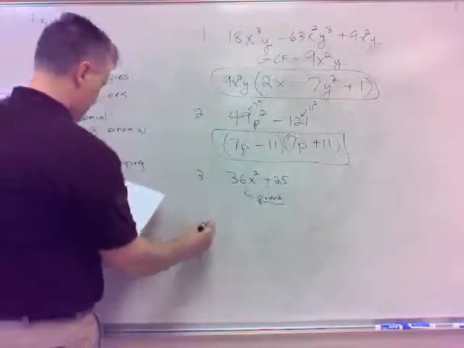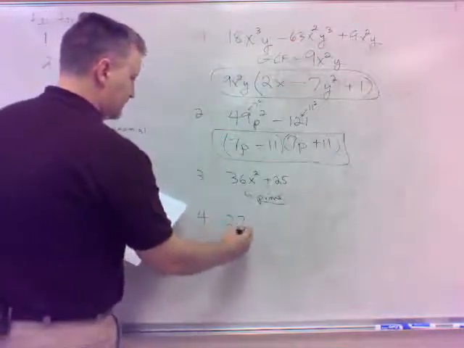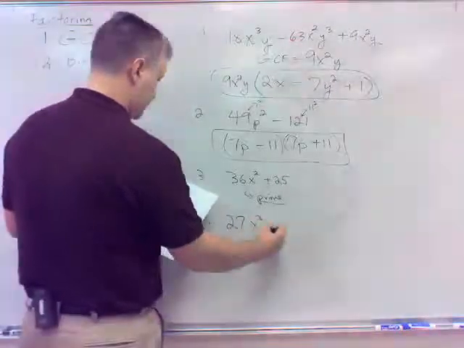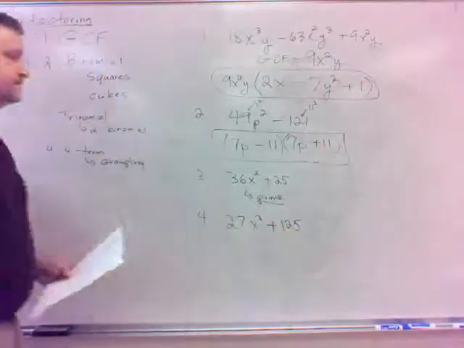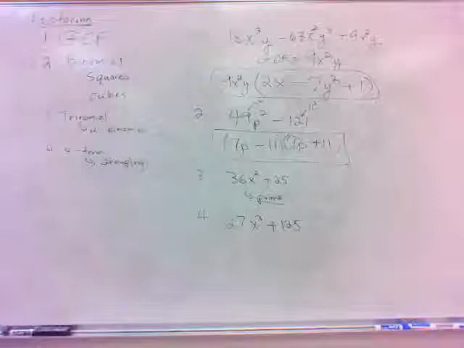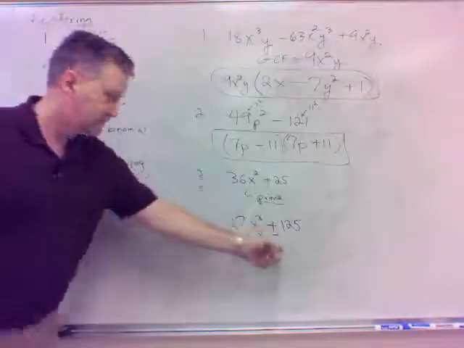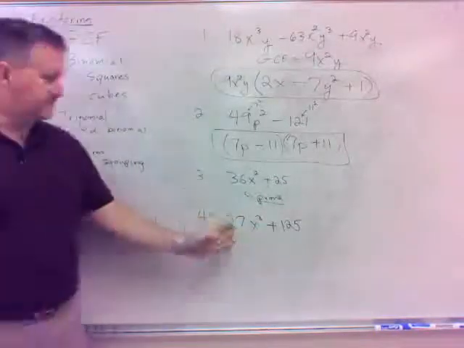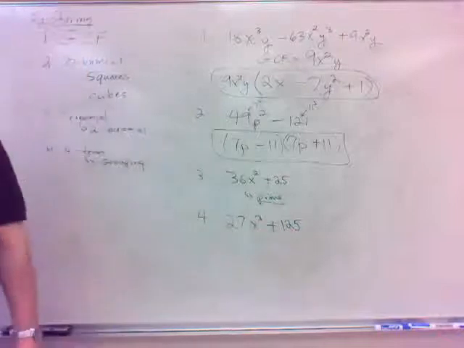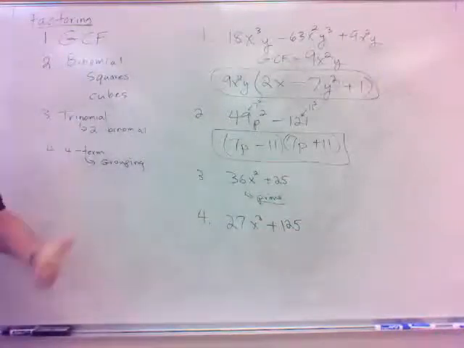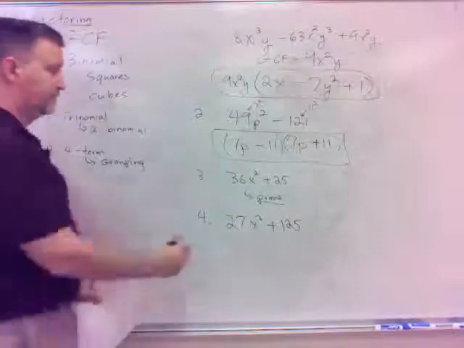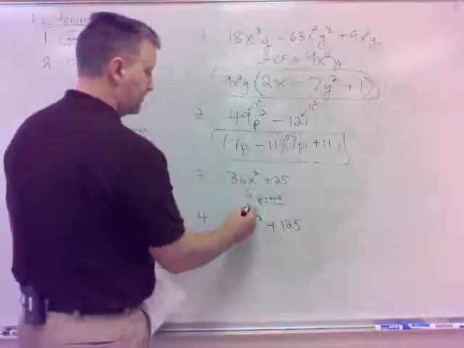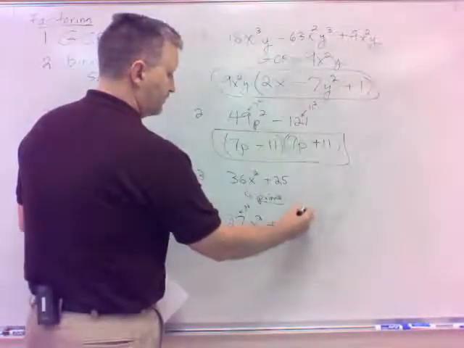Number 4, 27x cubed plus 125. Again, binomial. But it's not squares. 27 is not a square. 125 is not a square. So it's not squares. So we look for cubes also. And I do have cubes here, don't I? 3 cubed is 27. 5 cubed is 125.